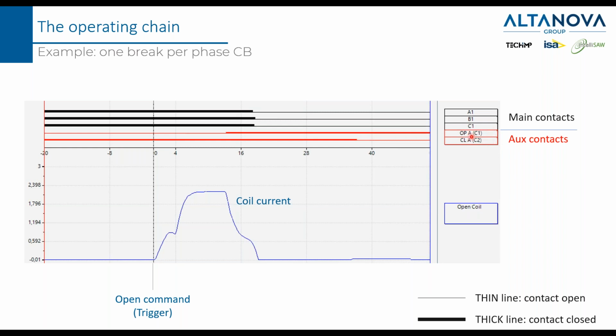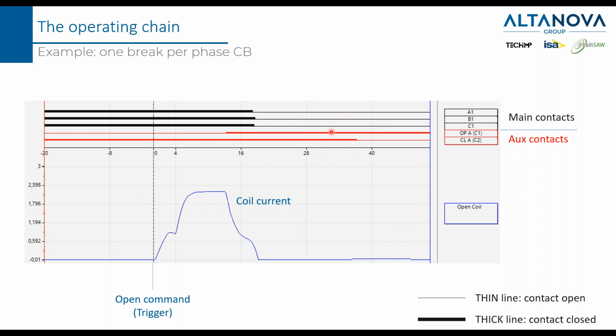Here there are two auxiliary contacts, one that informs the substation about the open position of the main contacts, and the other one informs about the closed position. You can see that the auxiliary contact that informs about the open position becomes closed when the circuit breaker is open, and vice versa. The auxiliary contact of the closed position becomes open when the main contact is open. This is a typical way to use the auxiliary contact.